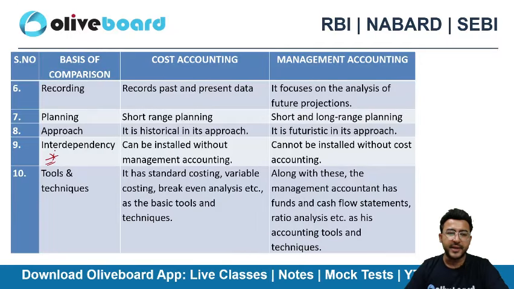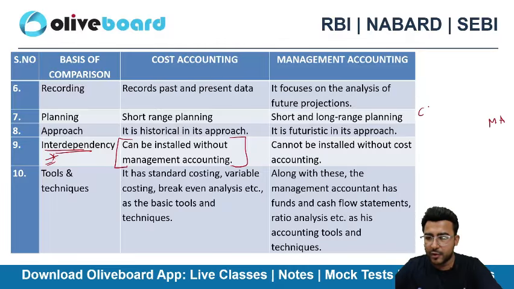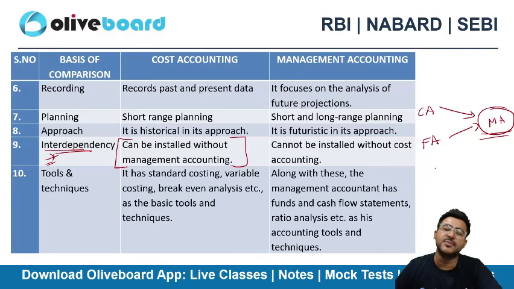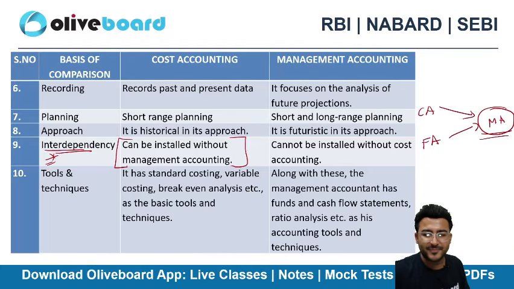Important point, interdependency. Cost accounting can be installed irrespective of management accounting. We don't need management accounting in order to install cost accounting, but if you want to install management accounting, you need data from cost accounting. You need data from financial accounting, and then only you can prepare the management accounts that will help the managers in making decisions, right? How can managers take decisions if they don't know what the costing is, right? So that's why it is interdependent.